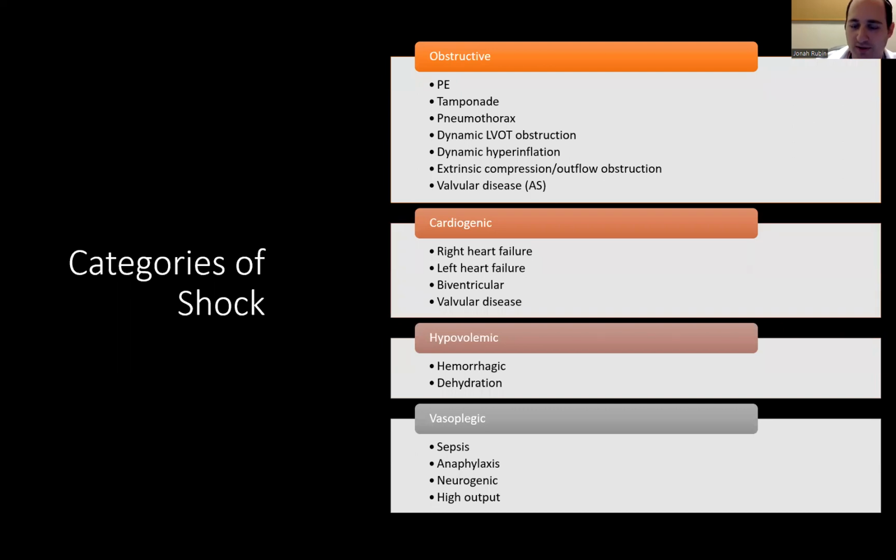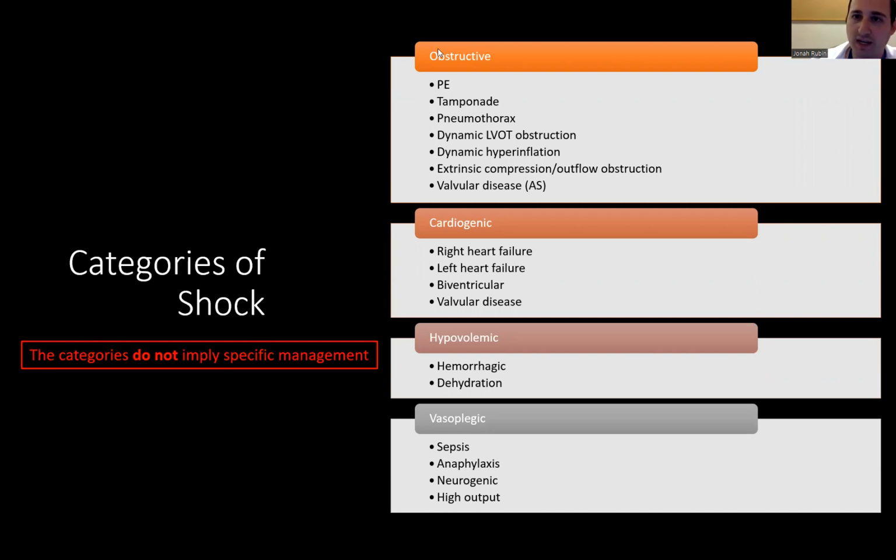We're all familiar with the common 4 buckets of shock, including obstructive shock and cardiogenic shock, and we're taught to use this frame to think about all the different etiologies of shock. But the truth is that this framing is perhaps a little bit oversimplified, because many of these conditions are treated differently, right? So a PE is not treated the same way as tamponade, is not treated the same way as a pneumothorax. So these categories don't imply a specific management.